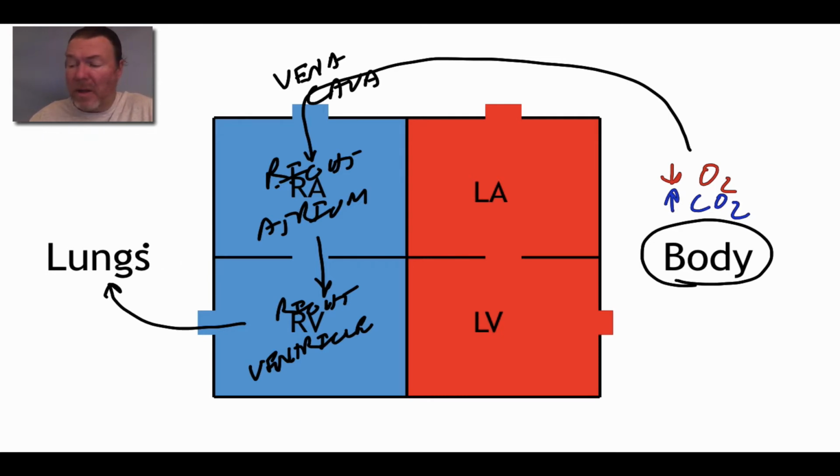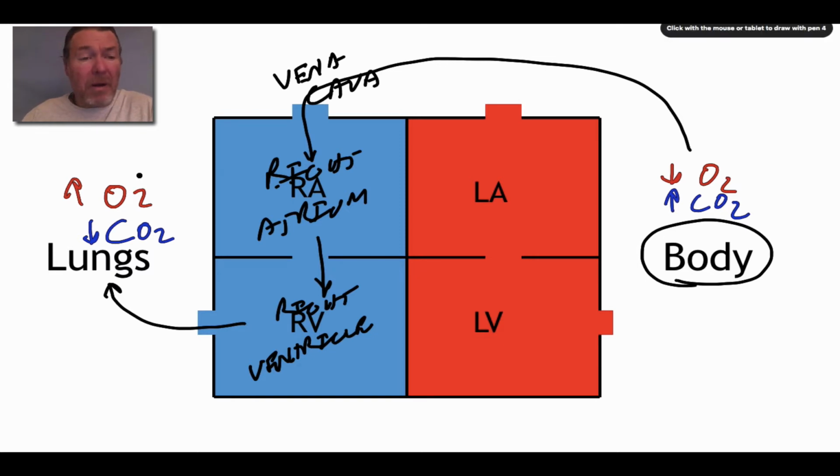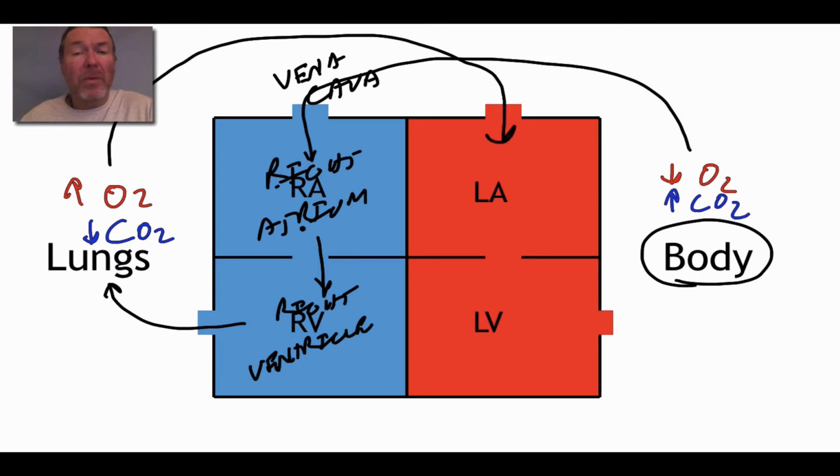Now in the lungs, the carbon dioxide is going to go down because the blood gets rid of the carbon dioxide, and the oxygen is going to go up because oxygen is being picked up from the lungs and brought into the blood. From there, it's going to go back through the pulmonary vein. You don't need to know the pulmonary artery or pulmonary vein, but that's what it is. The pulmonary vein is going to go back to the heart into the left atrium. So this is the left atrium.